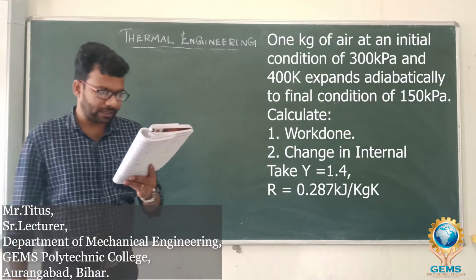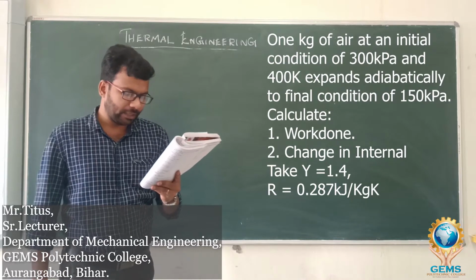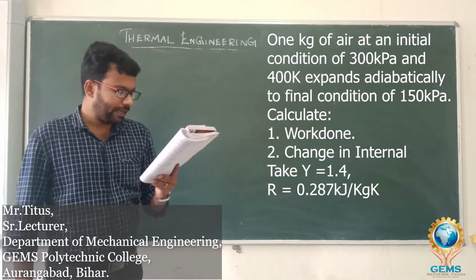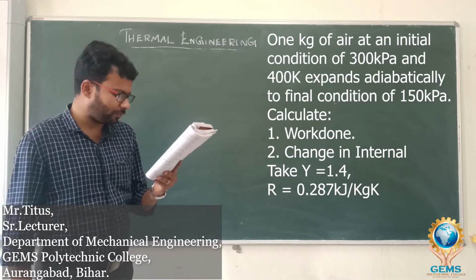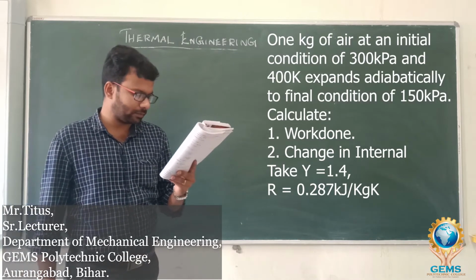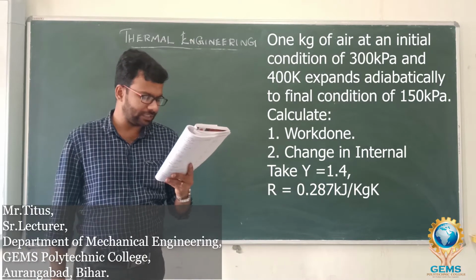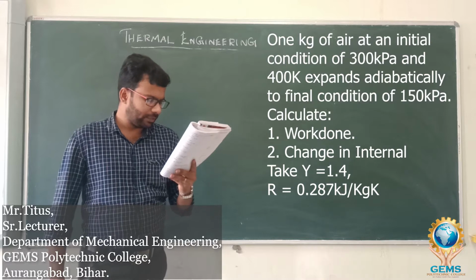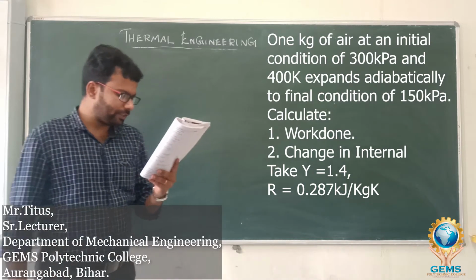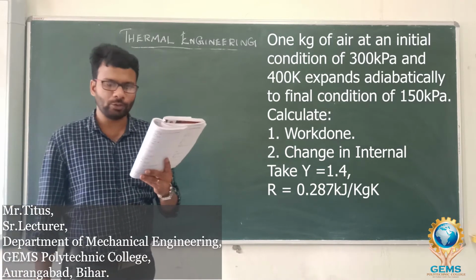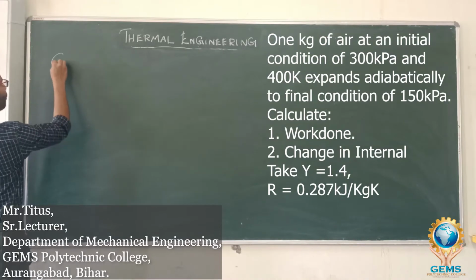1 kg of air at an initial condition of 300 kilopascal and 400 Kelvin expands adiabatically to a final condition of 150 kilopascal. Calculate first the work done, and second the change in internal energy. Let us take gamma equal to 1.4 and R equal to 0.287 kilojoule per kg Kelvin. So in this problem, what are the given data?